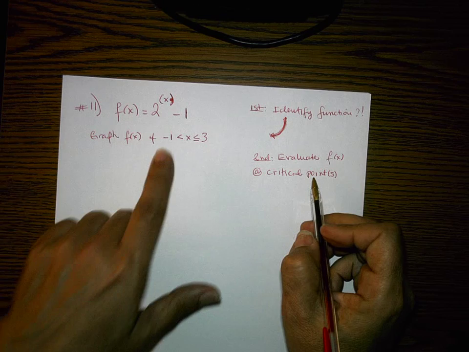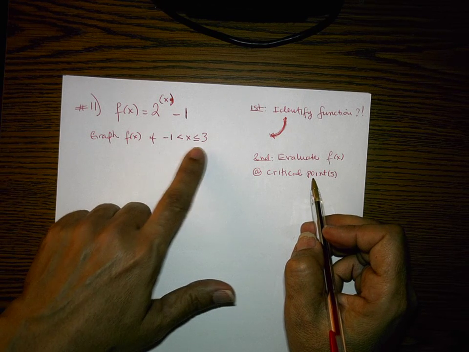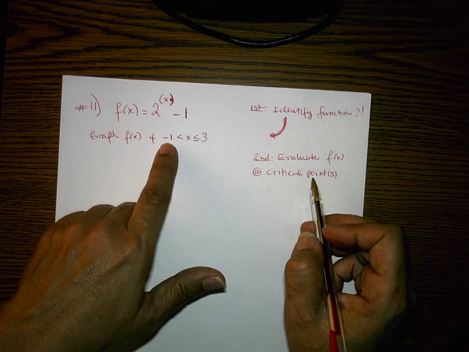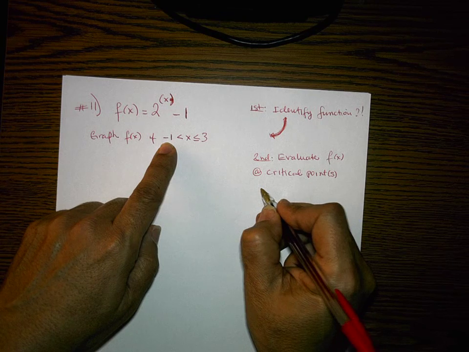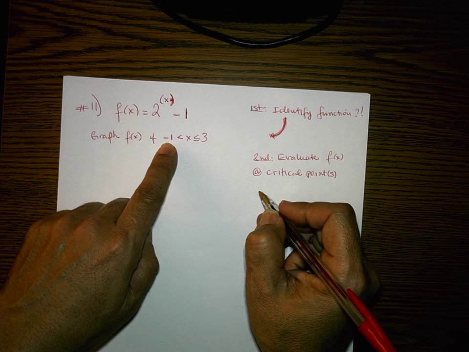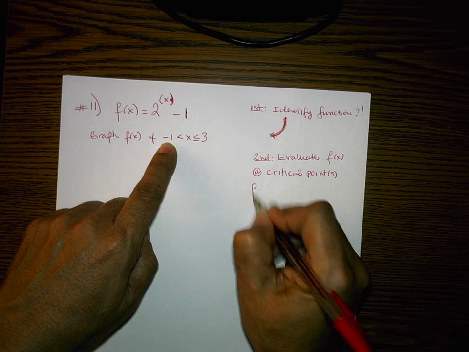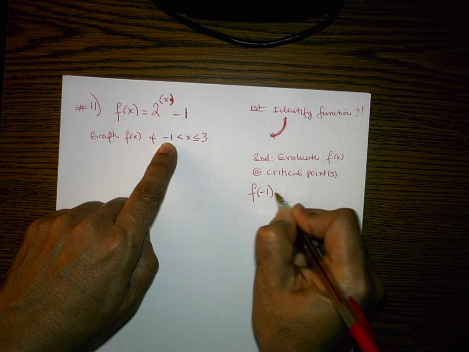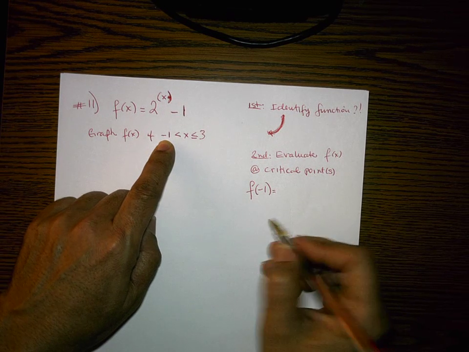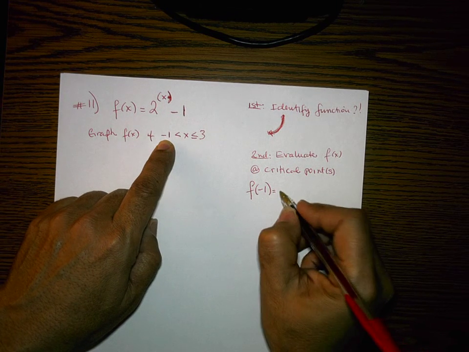In this case, there are two of them. So I better pay close attention to these 2 points right here. What happens to my function at -1 for x? So what happened at -1? If I plug in a -1 for x, what happens? So why don't we go ahead and plug in?